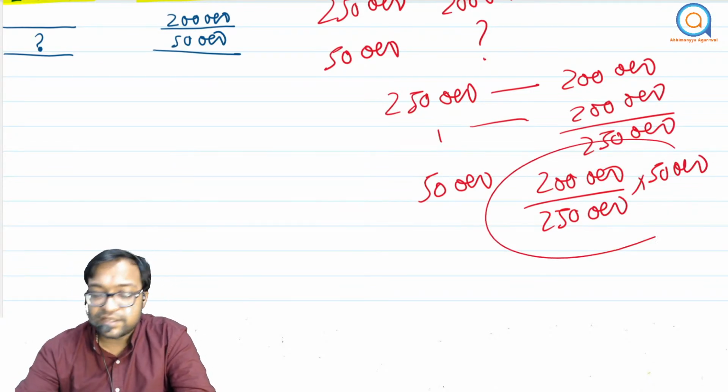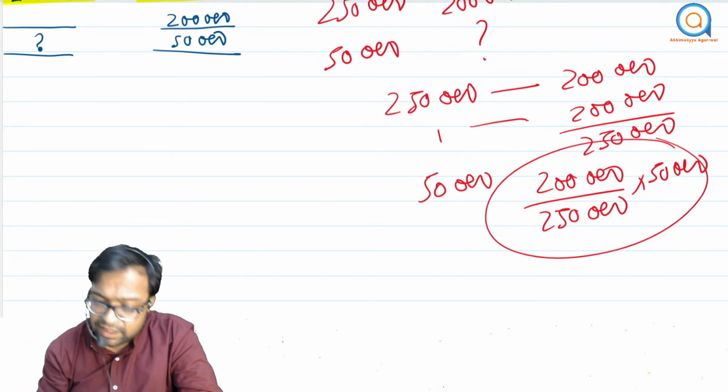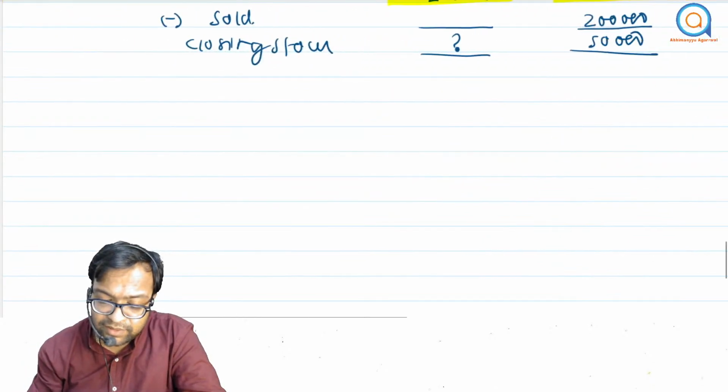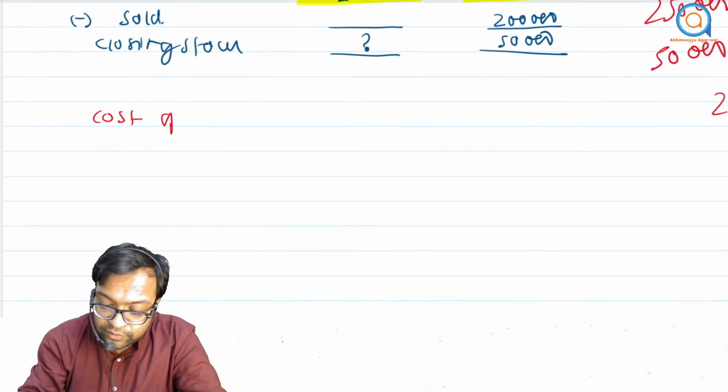Are you getting this? You cannot write like this in the exam. I have just explained, so I'll write like this. One line I'll give the answer. What, sir? Cost of closing stock.